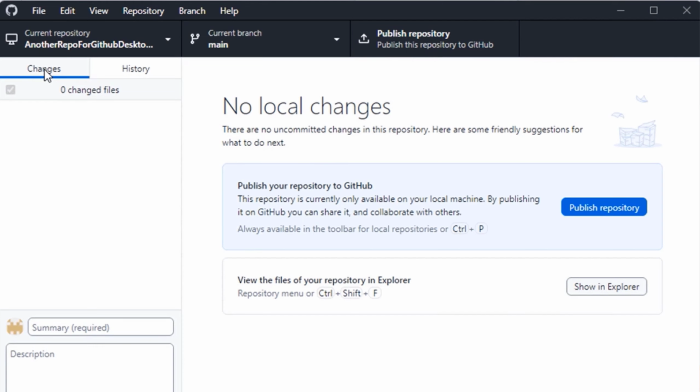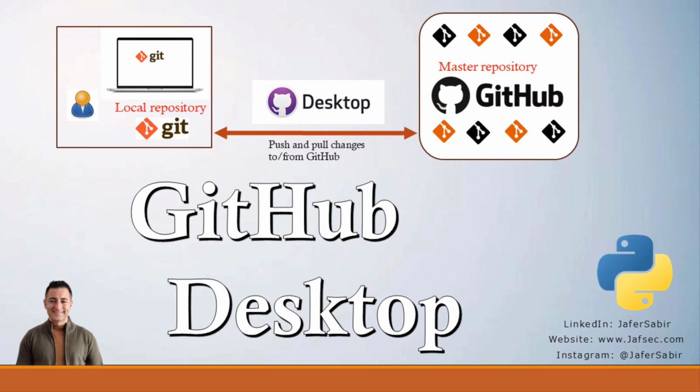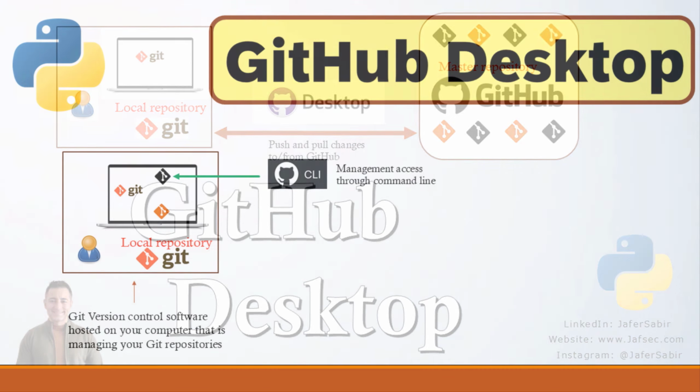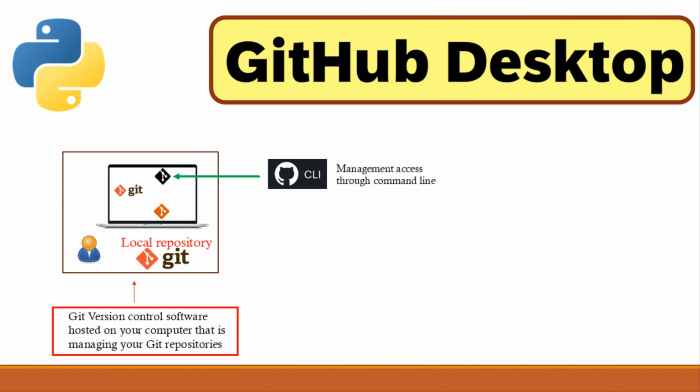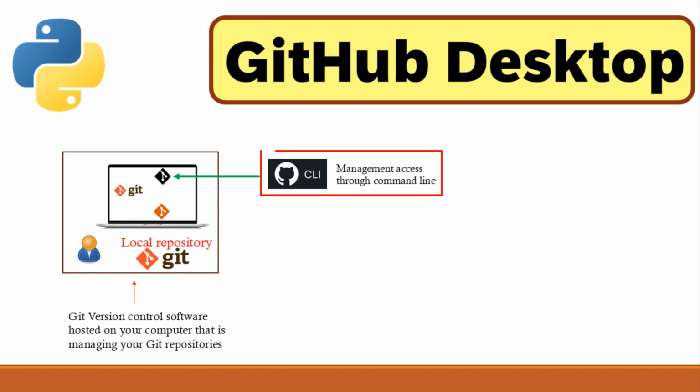Now just to step back for a couple of minutes so we understand the Git environment and the relationships between the different components, or services you can call them. First, we have Git version control software hosted on your local computer that is managing your Git repositories. And I have been managing my Git repositories through the Git Bash CLI. So I've been using the CLI in my previous videos. I've already created some repositories in my previous videos.